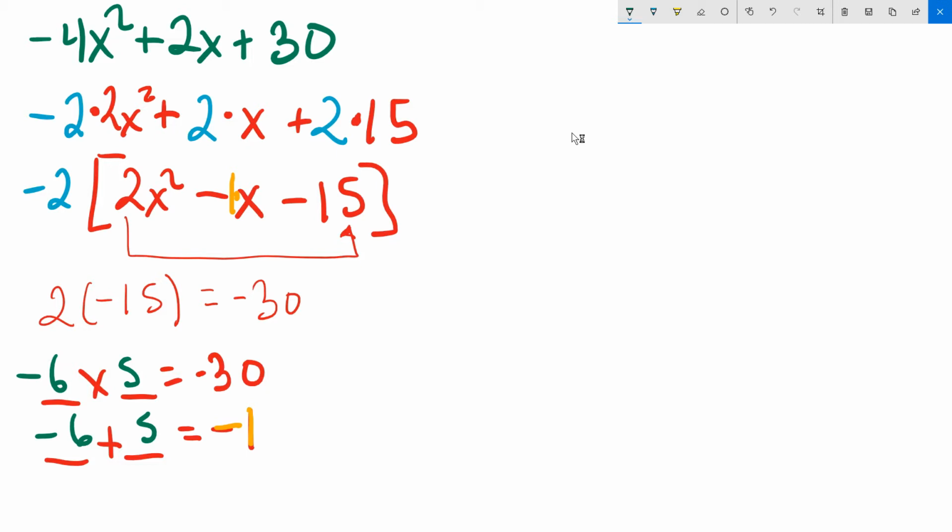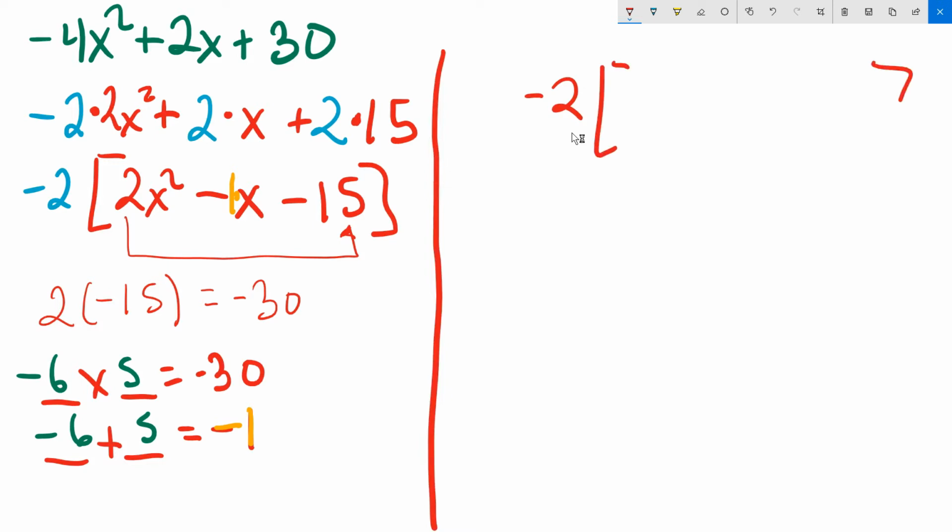Once I have those two numbers, I can use them to rewrite the middle term. So that instead of writing negative 1x back in this trinomial within the brackets, I'm going to write it a little bit differently. I'm going to keep the negative 2 on the outside. So I'm going to split this into two panels. Negative 2 on the outside, and then within the brackets, I'm going to put 2x squared, and the negative 1x we're going to rewrite as negative 6x plus 5x, and then minus 15. How do I know that I should group the middle terms this way? Well, because I see that 2 and 6 have a common factor, and the 5 and 15 have a common factor. If you try to group them the other way, you might not find a common factor, so it won't work.